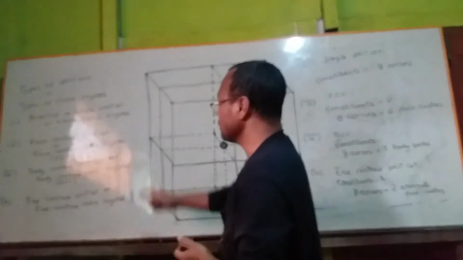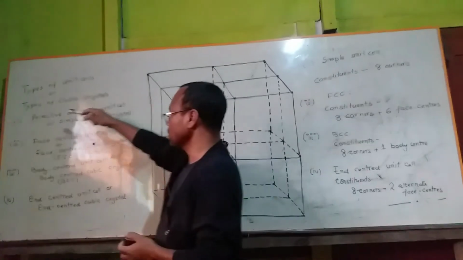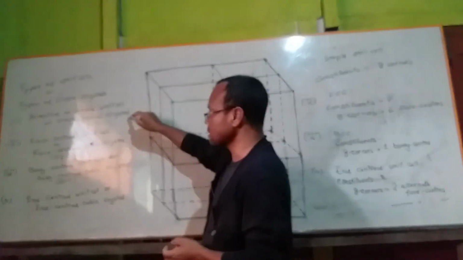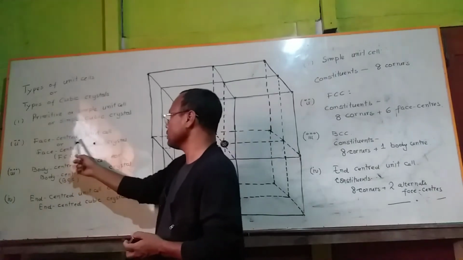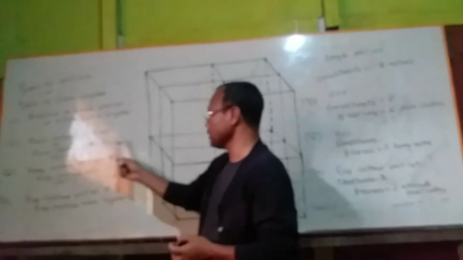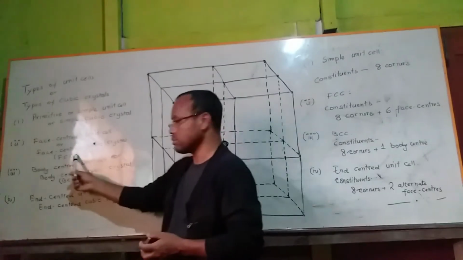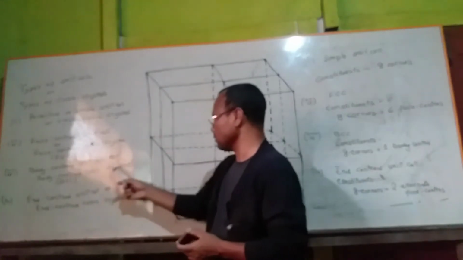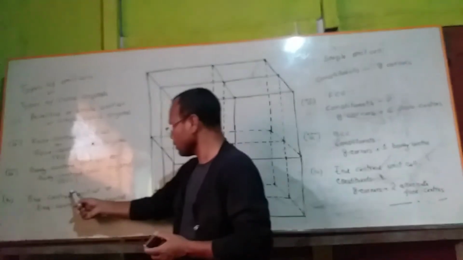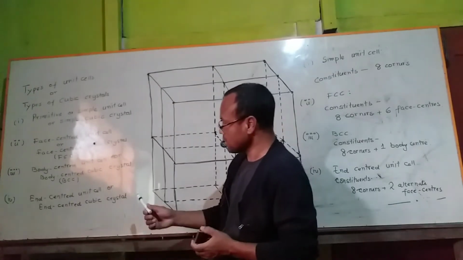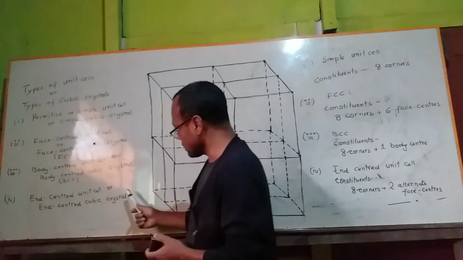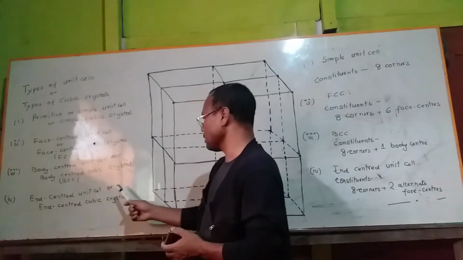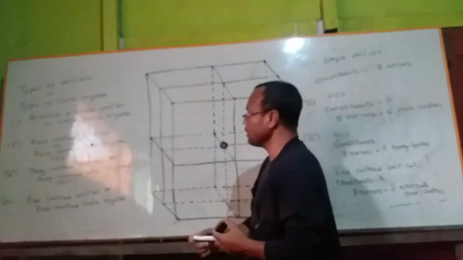Now here, what are the different types of unit cell? Number one, primitive or simple unit cell, or you can say simple cubic crystal. Number two, face centered unit cell or face centered cubic crystal. In short, we write FCC. Number three, body centered unit cell or body centered cubic crystal. In short, we write BCC. Lastly, the end centered unit cell or end centered cubic crystal.